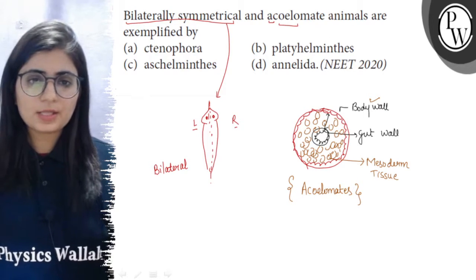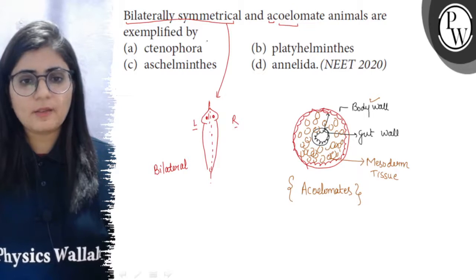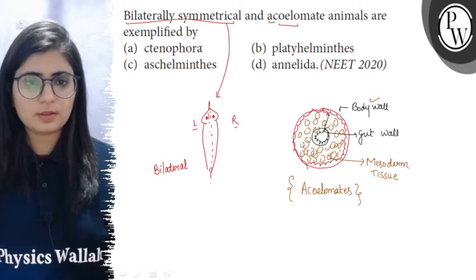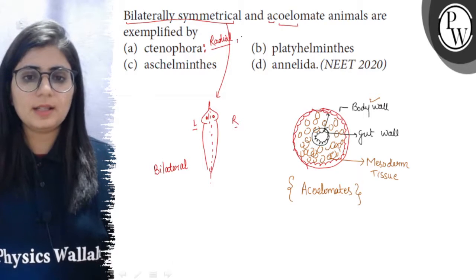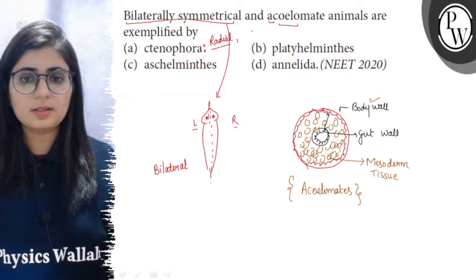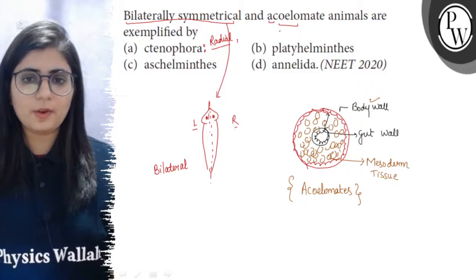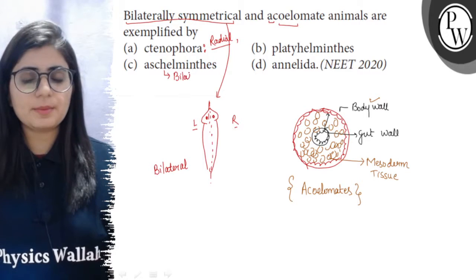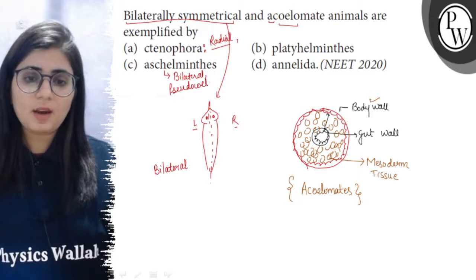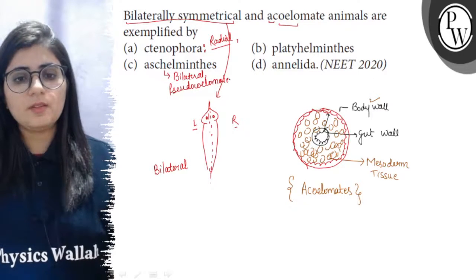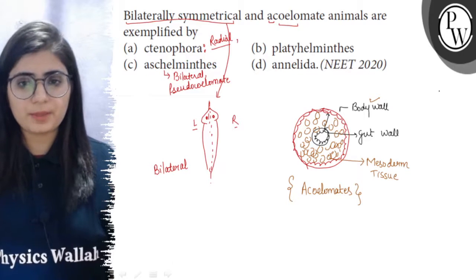So out of these four, the animals having bilateral symmetry, if we look the symmetry, then ctenophores, they are radially symmetrical, so they are having radial symmetry, and they are not having this type of arrangement. Then aschelminthes, again they are bilaterally symmetrical, but they are pseudocoelomates. It means they have a body cavity in which the mesodermal pouches are present.